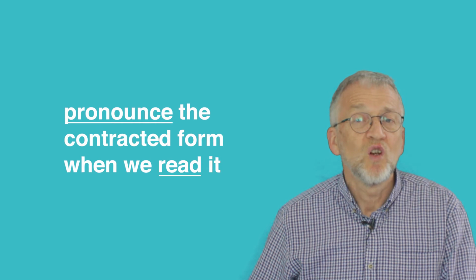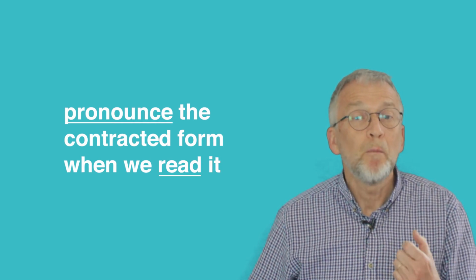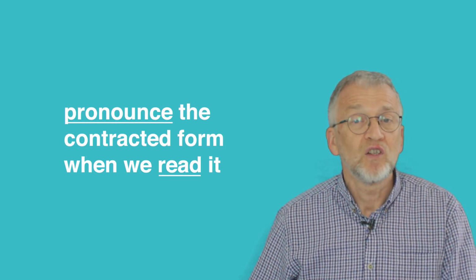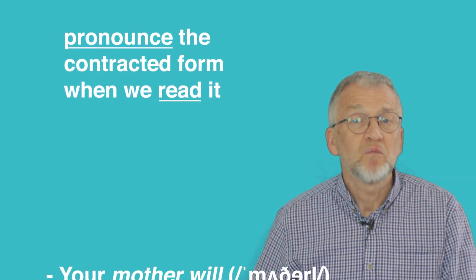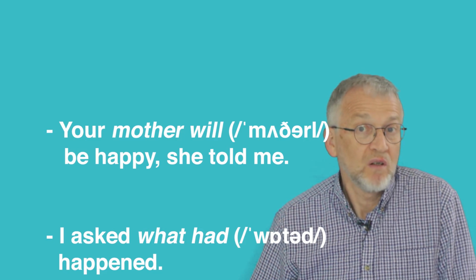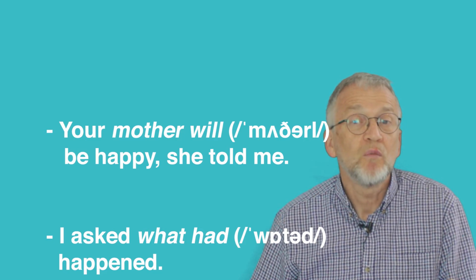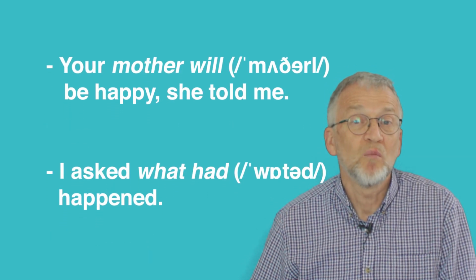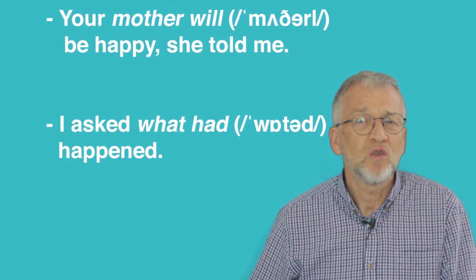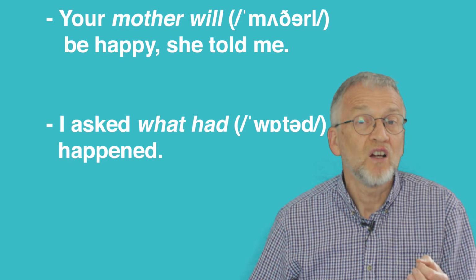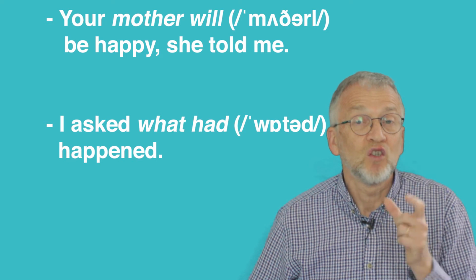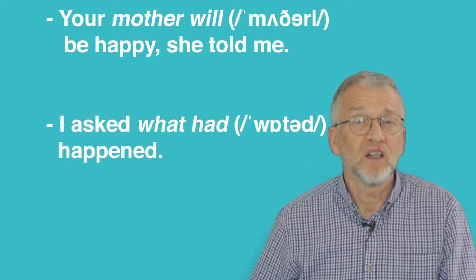But in other cases, we more often write the full forms, but pronounce the contracted form when we read it. For example, you say, your mother will be happy, she told me, yeah? But we pronounce, your mother'll be happy, she told me. I asked what had happened, but we say, I asked what'd happened. Yes, this is the contracted form of speech. Yes. Okay.